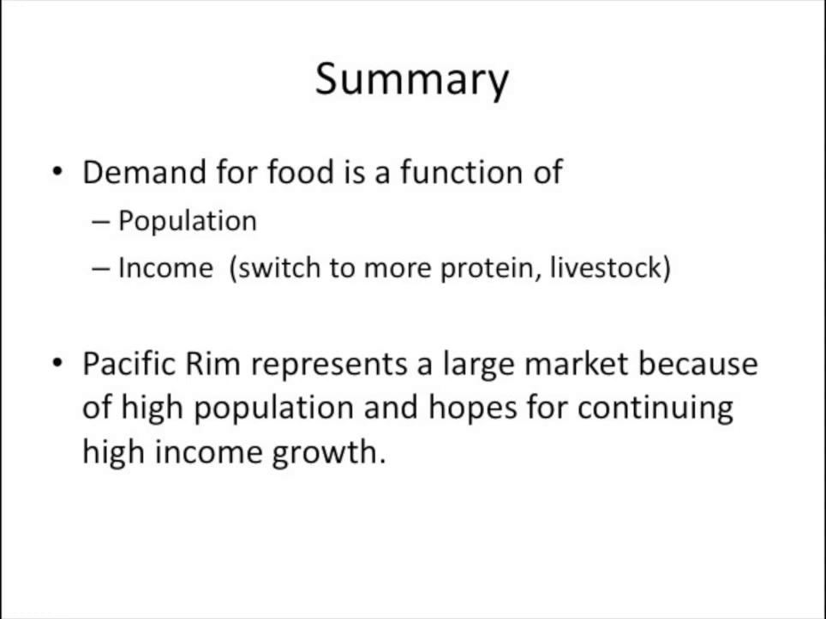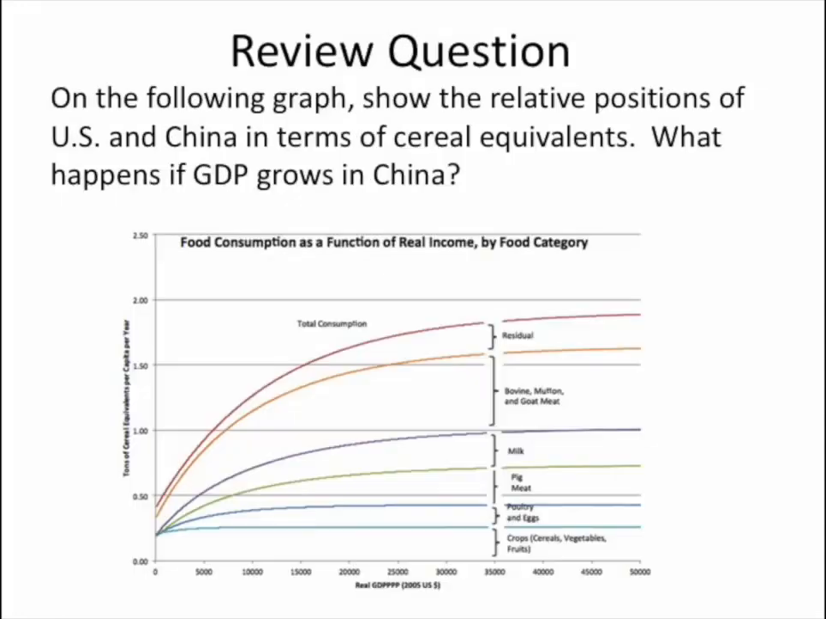Let's summarize here. Increases in demand for food, or calories, or cereal equivalents, increase as we see population growth and as we see incomes grow. And we generally see a switch to more proteins and specifically livestock. Pacific Rim represents a potentially large market. Again, we saw the high populations there and hopes for continuing high income growth in the future.